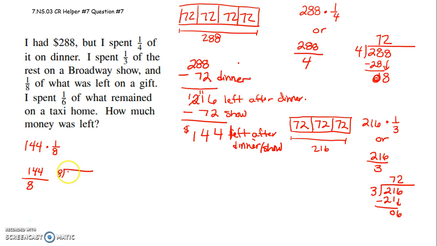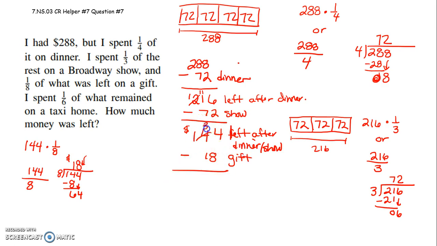8 goes into 144. 8 goes into 14 once. Subtract off, that's a 6. Drag down that 4. 8 goes into 64 8 times. All right, so it means you spent $18 on a gift. That's the money you spent on a gift. So we're going to subtract off $18 for the gift.